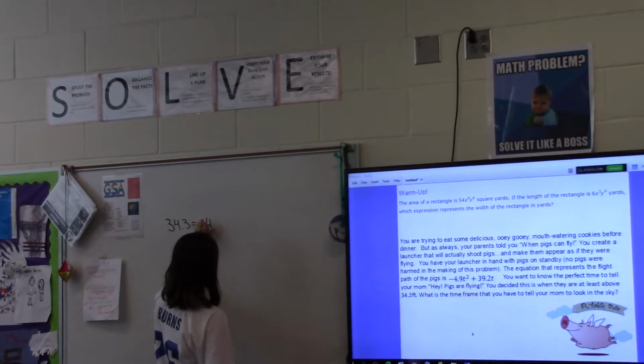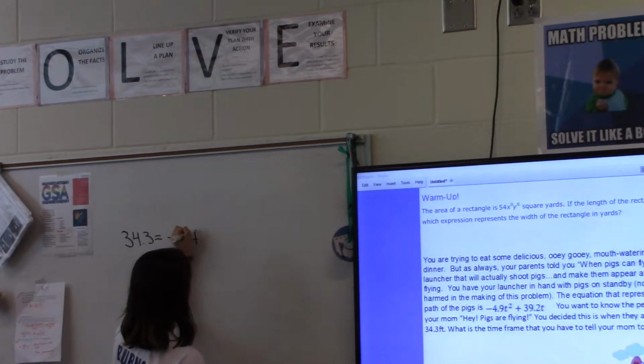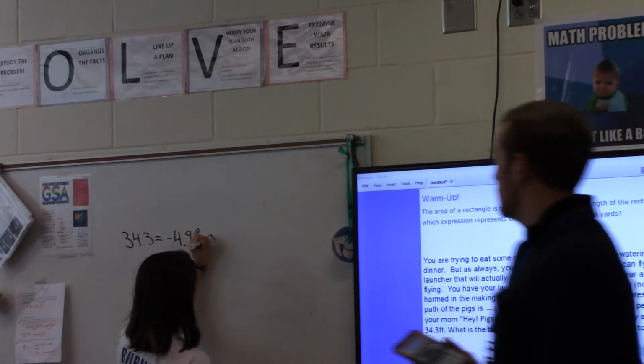And again, we're not setting it equal to 0 because we don't want to figure out when it hits the ground. All right, we're trying to figure out when it's at a height of 34.3 feet. That's the whole point behind this.